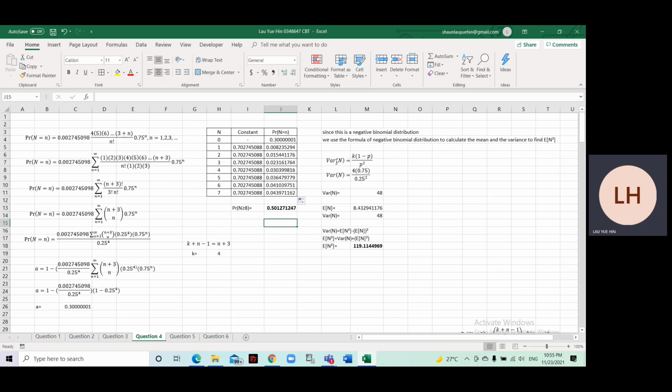So to compute the expected value of n squared, since this is a negative binomial distribution, I use the negative binomial distribution variance formula to do this. So the variance of n is k times 1 minus p divided by p squared, and k is 4, 1 minus p is 0.75, and p squared is 0.25 squared, and at the end I will get 48. So to find the expected value of n squared, it is actually the variance of n plus the square of the expected value of n, the whole thing.